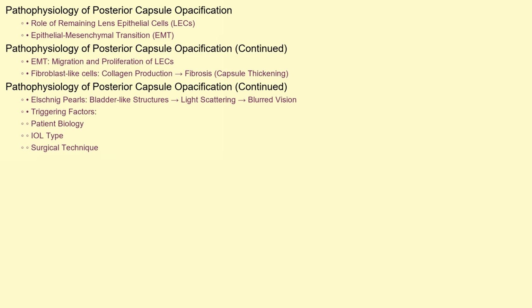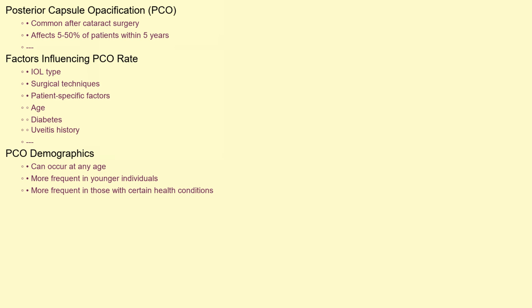The exact mechanism triggering this cellular behavior isn't fully understood, but factors like individual patient biology, the type of intraocular lens used, and surgical technique can contribute. PCO is quite common after cataract surgery. Studies estimate that it affects anywhere from 5% to 50% of patients within 5 years of their initial cataract removal.